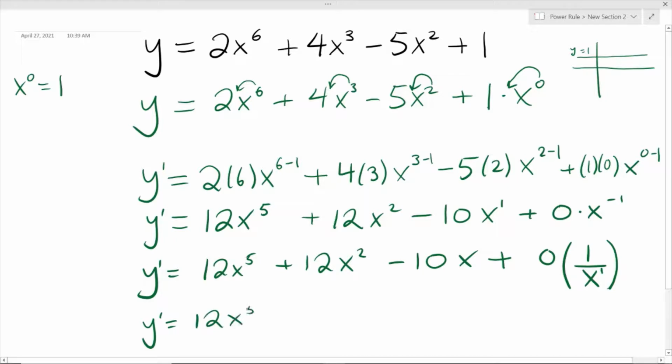12, it's 6.5 plus 12x squared minus 10x. We don't need to write the 0, so it's just like that. Alright, so now we have found our derivative for this function right here.